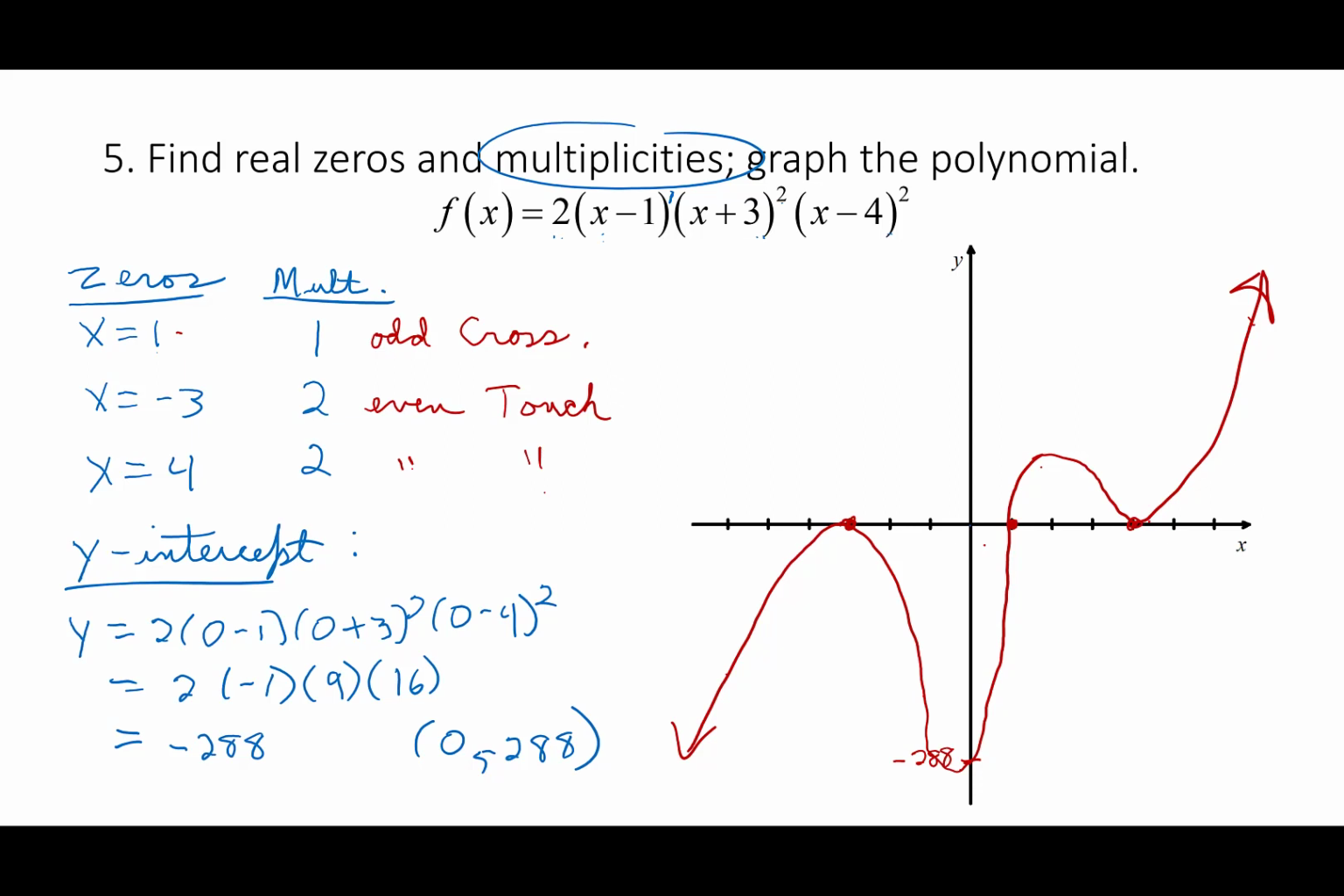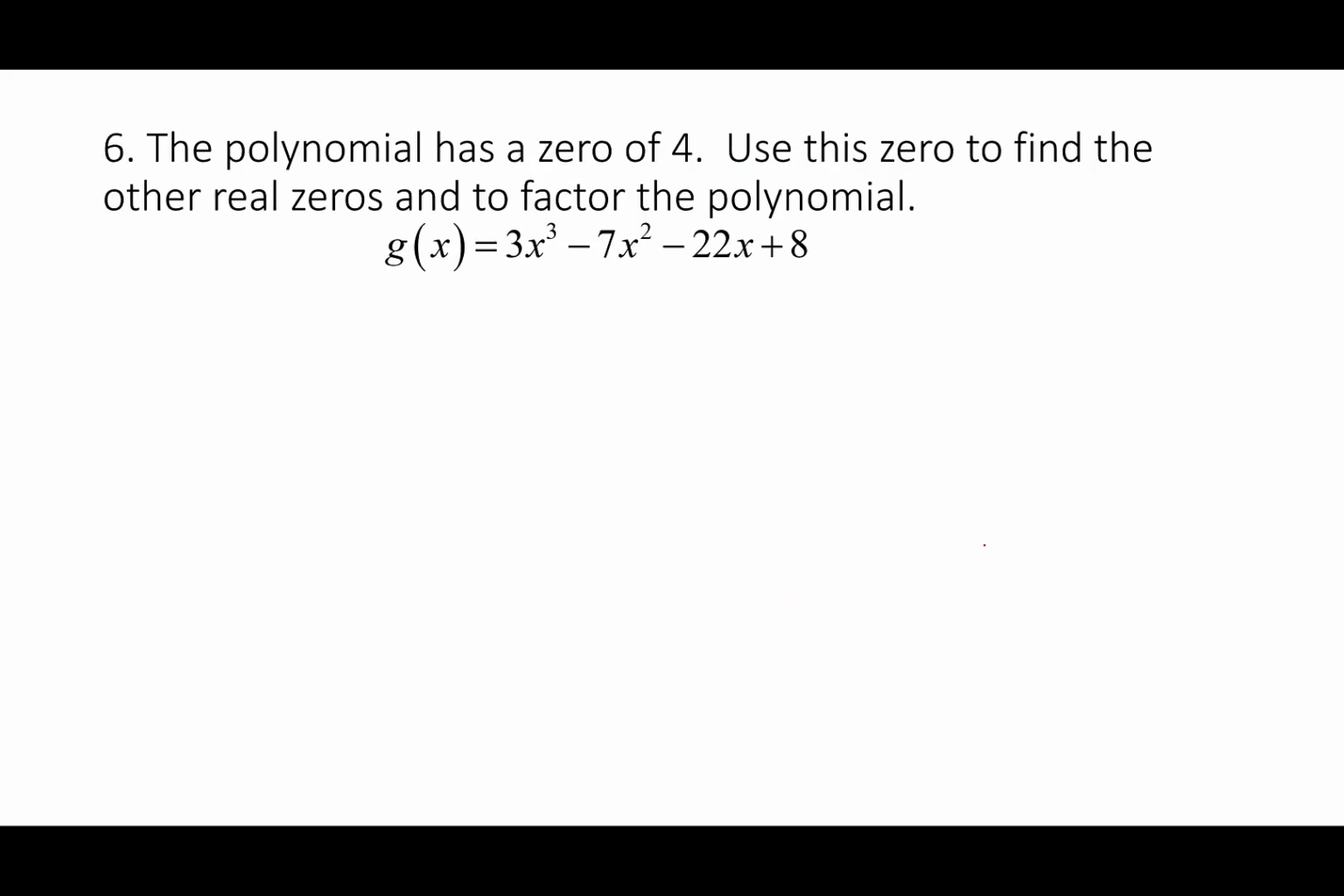All right, so let's go on to another problem. In number 6, we have a polynomial, and we're told that the polynomial has a 0 of 4. We're asked to use this 0 to find the other real zeros and to factor the polynomial. So this is kind of a nice trick we can use here. If we know that we have a 0 of 4, we can actually divide this polynomial g of x by x minus 4. Remember, if x equals 4 is a 0, then x minus 4 is a factor of the polynomial.